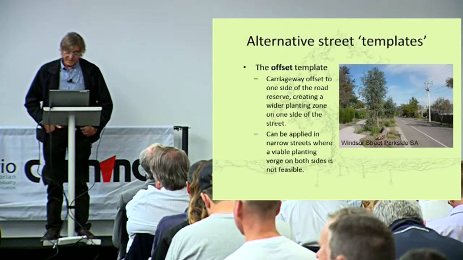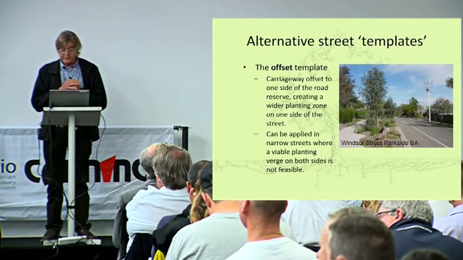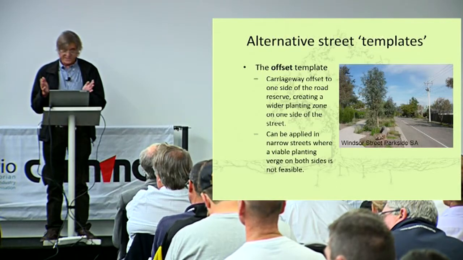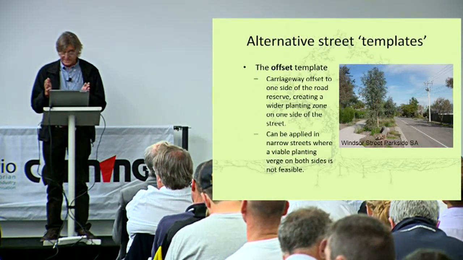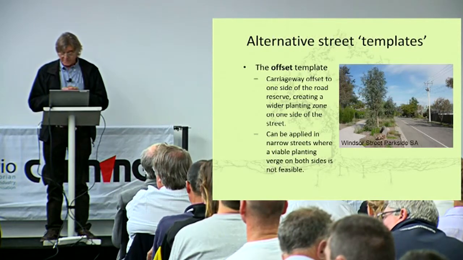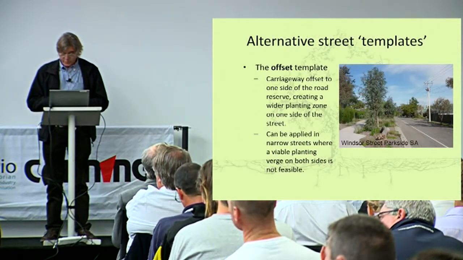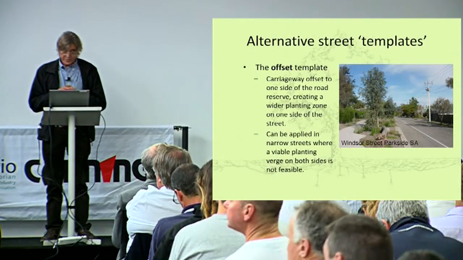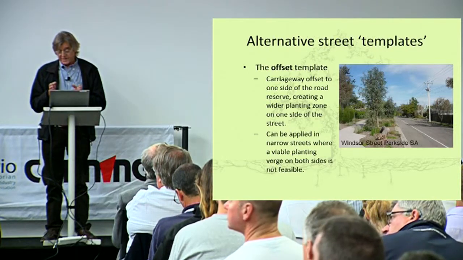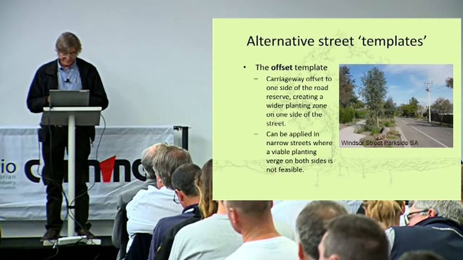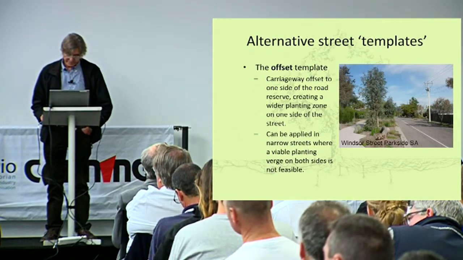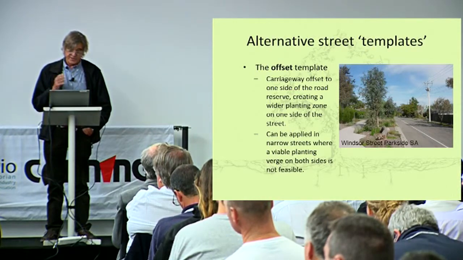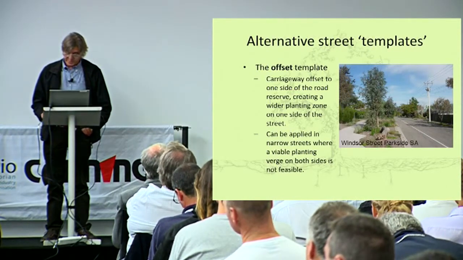The offset template, that's what I'm saying, you don't have to have the carriageway down the middle of the road. You can actually have it offset to one side, so you have a narrow footpath on one side and a larger space on the other side where you can plant larger trees. And this is an example from Parkside in South Australia. In this situation, they're actually lucky because they had a very wide verge on the street to start off with, due to underground drainage. So often in narrow streets, you can't necessarily plant trees on both sides of the street. You can allocate the space on maybe one side of the street.